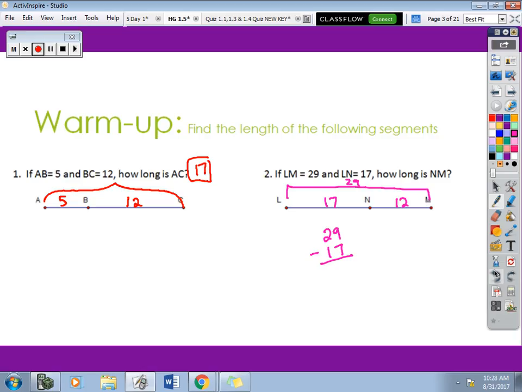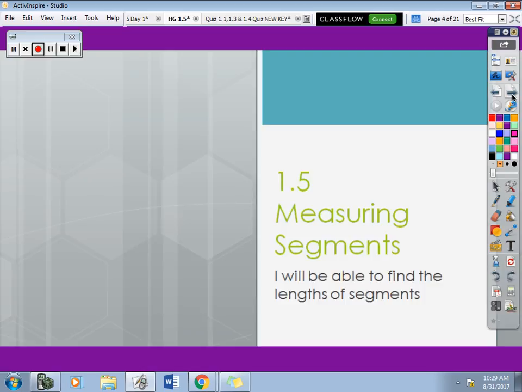When you're talking about just a hypothetical segment with no numbers, you would call that segment LN. But as soon as you attach a number to it and an equal sign, then we no longer use the bar notation. All right, so today we're looking at finding the lengths of segments. We'll do some with just numbers, which are super simple, hopefully, and we'll do some with algebraic expressions.